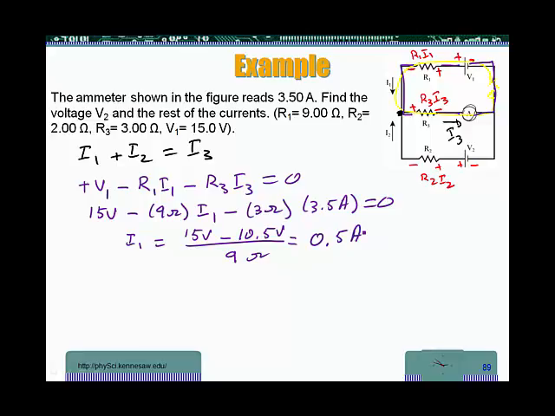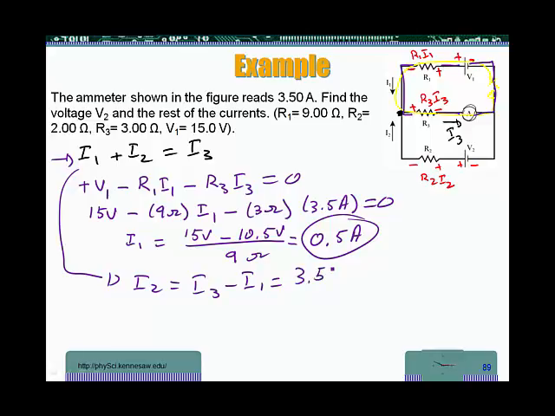Okay, now that we know that, if we go back to the first equation, we know I3 is 3.5 amps, so we can solve for I2. So it is equal to 3.5 amps minus 0.5 amps, it is 3.0 amps. So we know I2 as well. Now what's left is just V2.